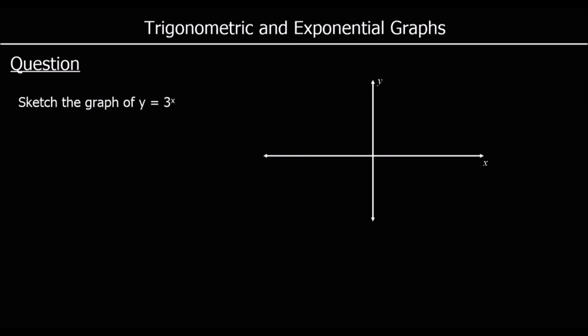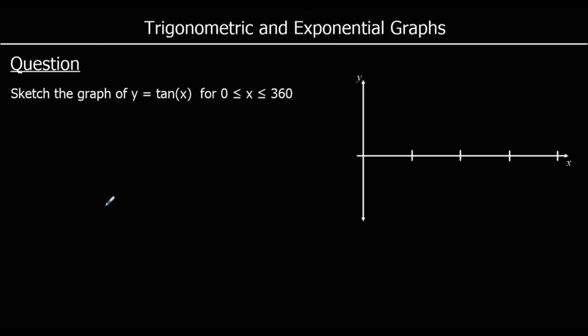Okay, a question for you to try. Sketch the graph of y equals 3 to the power of x. All we need to do to sketch this graph is we need to know it crosses at 0, 1. So it starts close to the x-axis. It never touches the x-axis. It crosses at 0, 1, and then it starts getting steeper. So all we need to do to sketch an exponential graph is to get the crossing point at 0, 1, and then this shape.